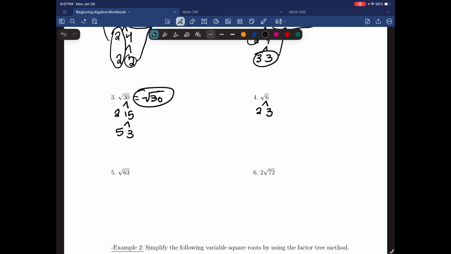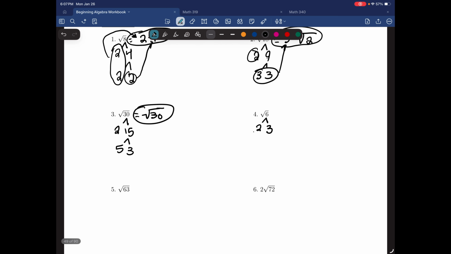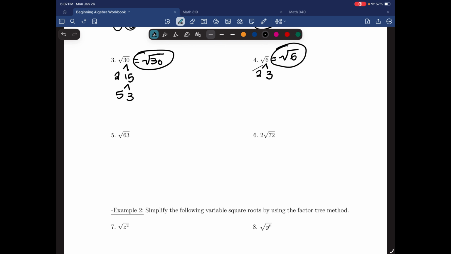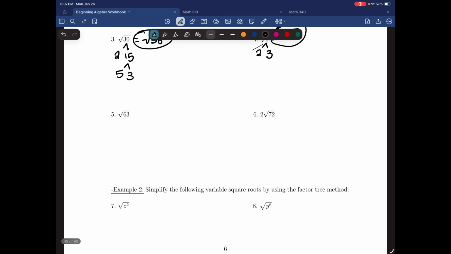3 is a prime number, so we're done making the factor tree. And because there's no group of 2 here, we just have a 2 and a 3. Well, the square root of 6 is already simplified. And that's it. I didn't mean for there to be 2 simplified square roots in a row, actually. I only meant for there to be 1, but here we are.